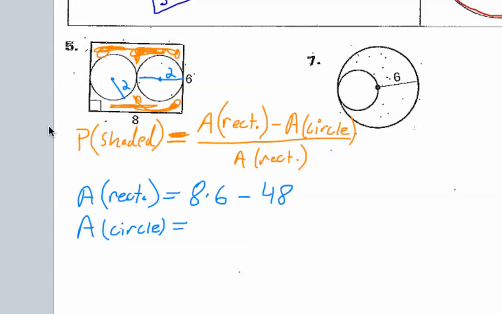So knowing that, I'm going to take pi times 2 squared, that's the area of one circle, plus pi times 2 squared again, that gives me both circles, and that's going to equal 8 pi. 4 pi plus 4 pi is 8 pi. Cool.